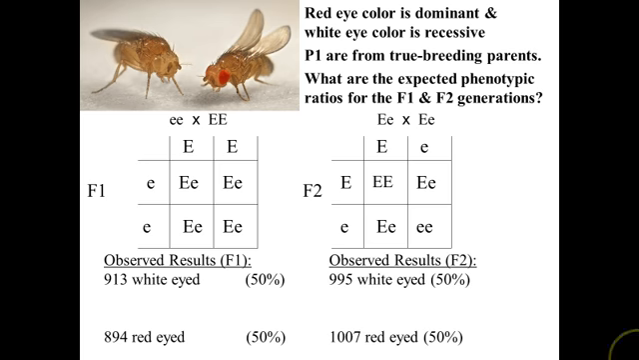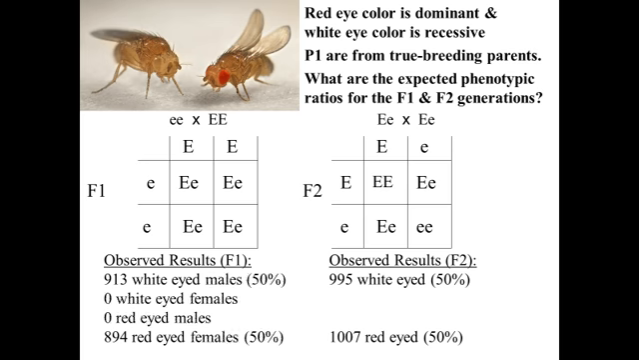Something's wrong. Now when we look at the F2 generation, what do we see? Again about a 50-50 split. About 1,000 of them have white eyes and about 1,000 of them have red eyes. Something doesn't fit. Let's look at our data a little closer.